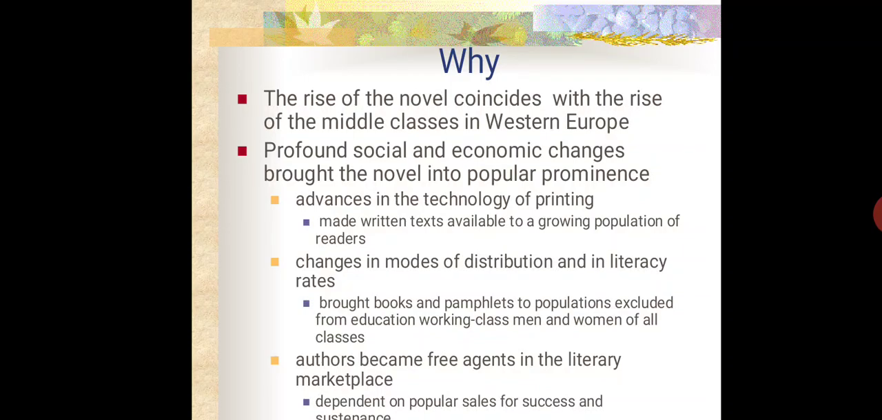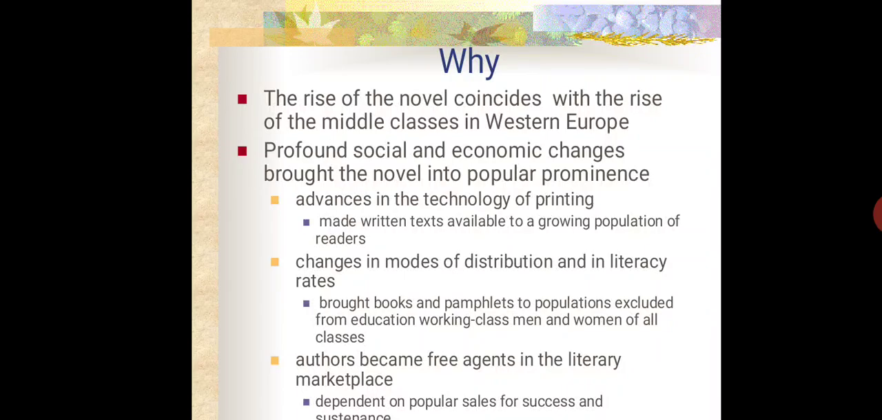And why did it emerge? The rise of the novel coincides with the rise of the middle classes in Western Europe. Profound social and economic changes brought the novel into popular prominence. What is the reason behind the emergence of the novel? Because with the rise of the middle class, they had that much leisure time, so they read books very interestingly, and the books at that time were written about their own lives. So they were very interested in novel reading. That's why, with the rise of the middle class in Western Europe, there is a rise of the novel.